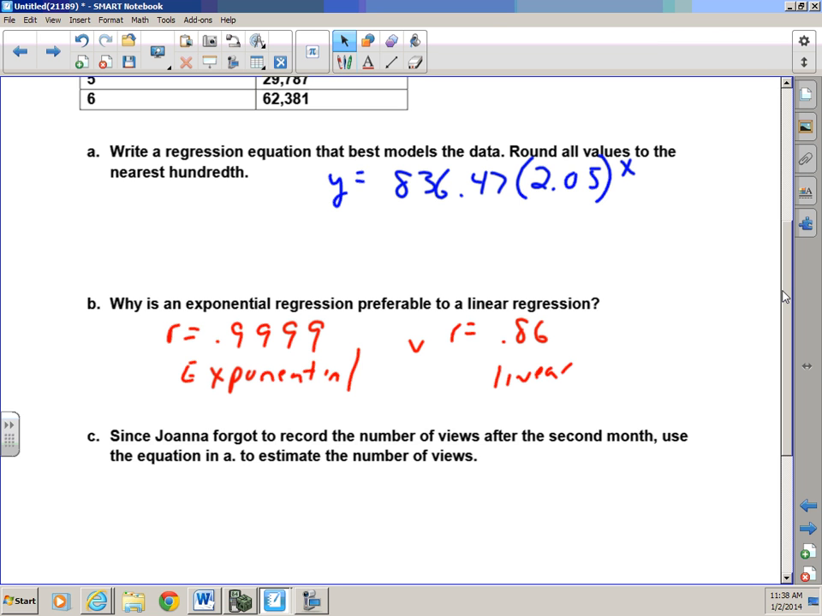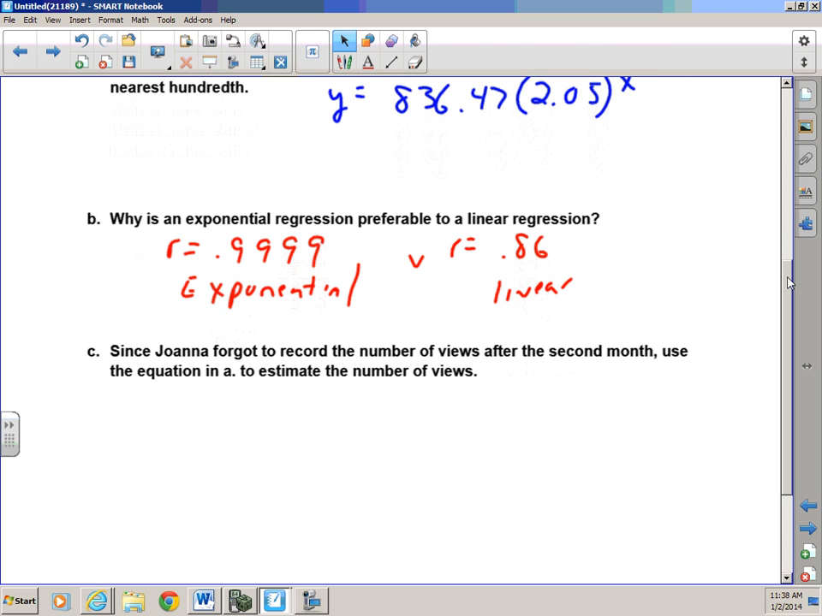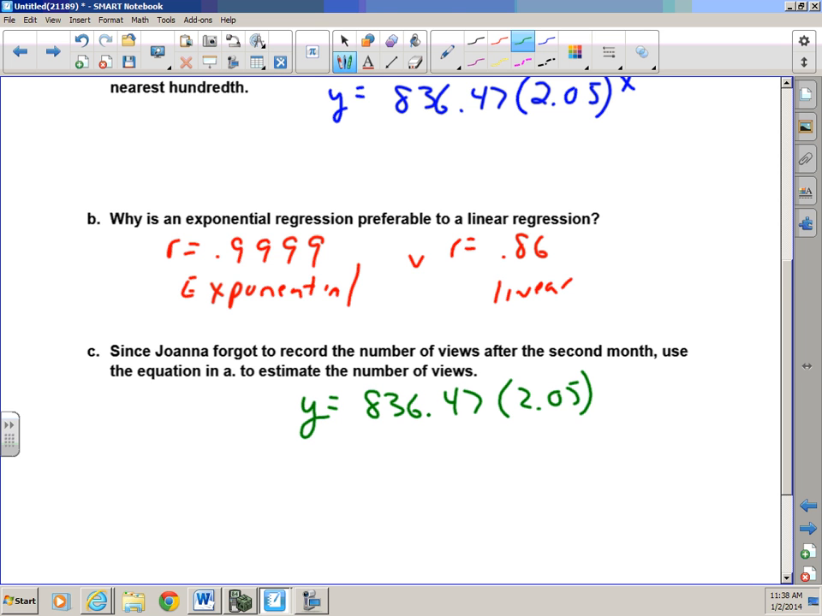And then how would I find the second month? Well, I would use the equation that we figured out and use 2 for the exponent to get 3515. Now, let me show you how that's done on the calculator.